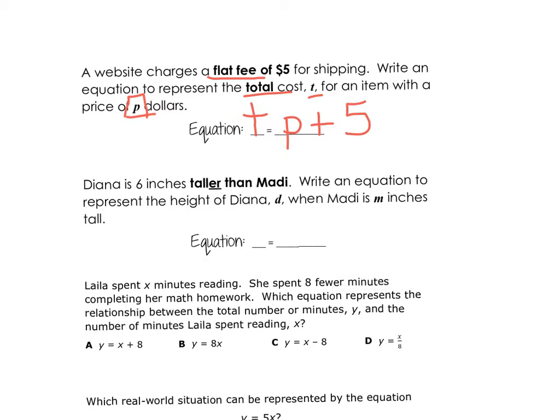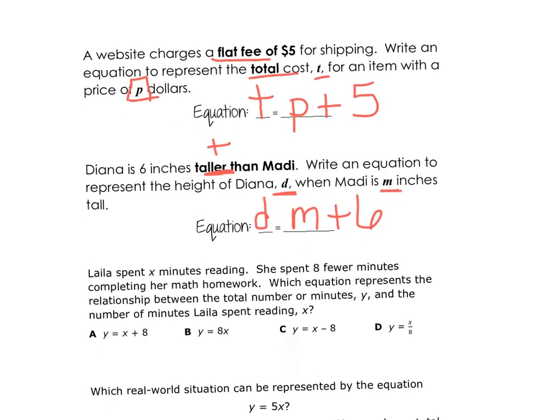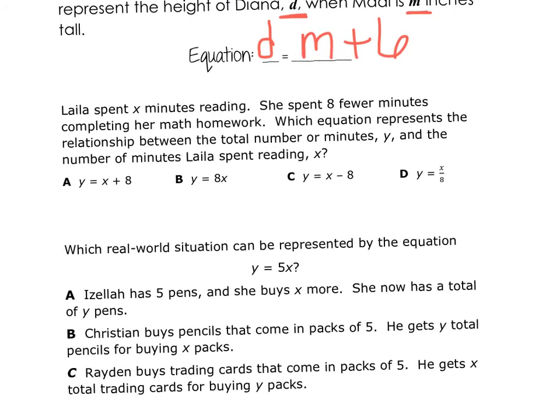All right, let's look at another one here. It says Diana is 6 inches taller than Maddie. Taller is our adding word here. Write an equation to represent the height of Diana when Maddie is M inches tall. So Diana would be our total, right? So Diana's going to go to the left of the equation, and we're going to take Maddie's height and add 6. So however tall Maddie is, we're going to add 6 to get Diana's height. So our final equation would be D equals M plus 6.